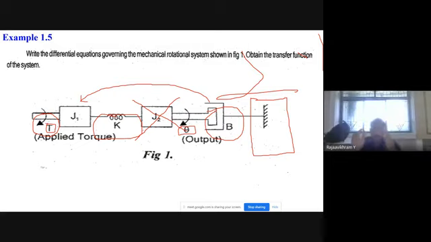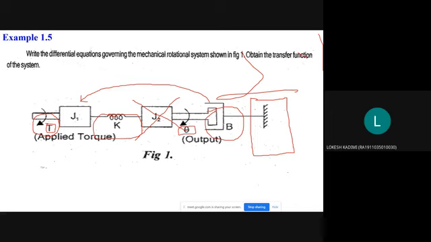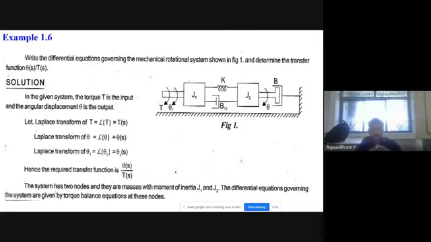Because J1, J2, K, B, everything is a positive magnitude. We need one zero, one neutral point for that positive system. So for that only we consider the reference point. Shall we go to the tutorial problem for the mechanical rotational system? Have you drawn this system? 1.6, sir.